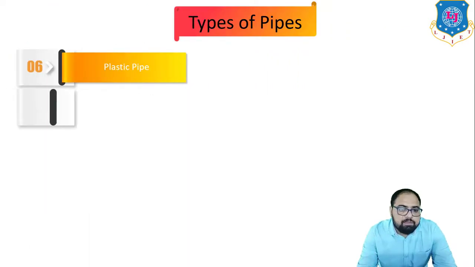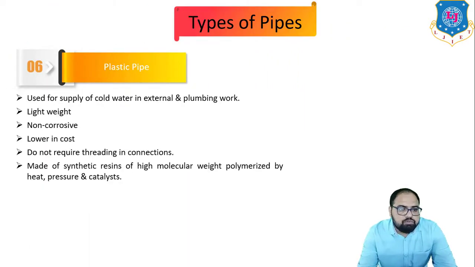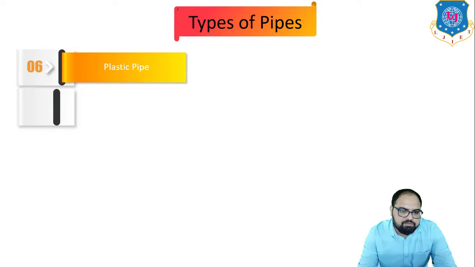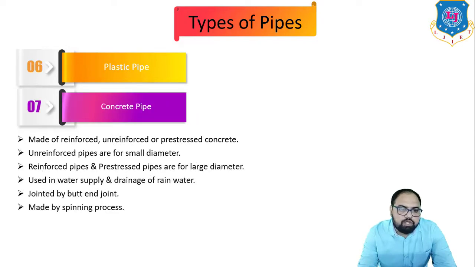The next type of pipe is the plastic pipe. This type of plastic pipe is used for supply of cold water in external and internal plumbing work. These are lightweight and non-corrosive, or we can say it is a corrosion resistant pipe. It is lower in cost and does not require threading in connection. These types of pipes are made of synthetic resin of high molecular weight, polymerized by heat, pressure and catalyst.